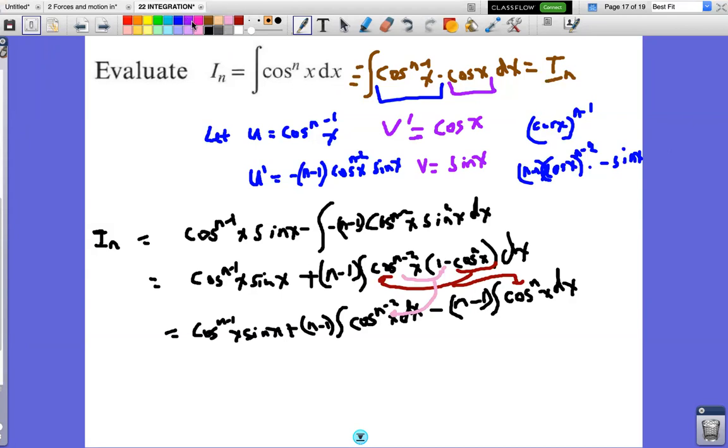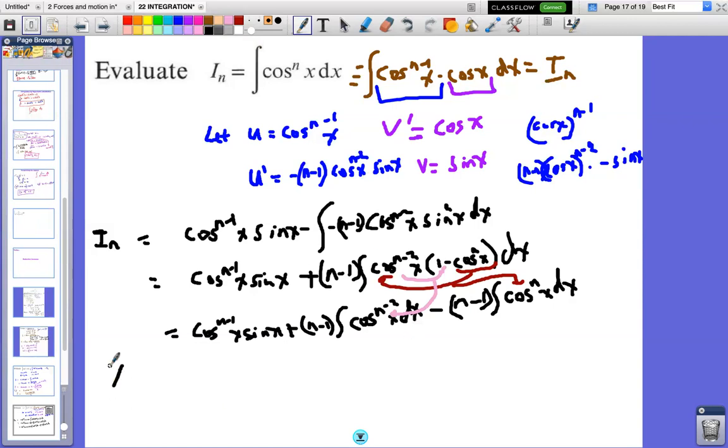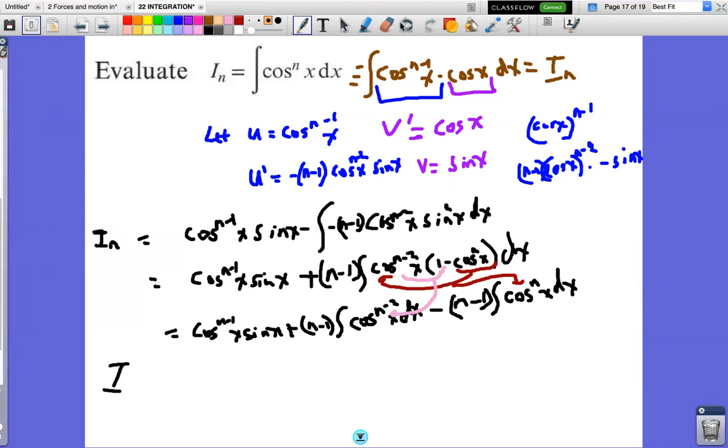I hope you guys are getting what I'm doing here. So this gives our In. Before I write our In, you will recognize that this one is the integral of cos raised to the power n minus 2. So we can call this I n minus 2, right? Integral In was integral of cos raised to the power n. So integral of cos raised to the power n minus 2 will be I n minus 2. And this one, integral of cos raised to the power n, is In, right?